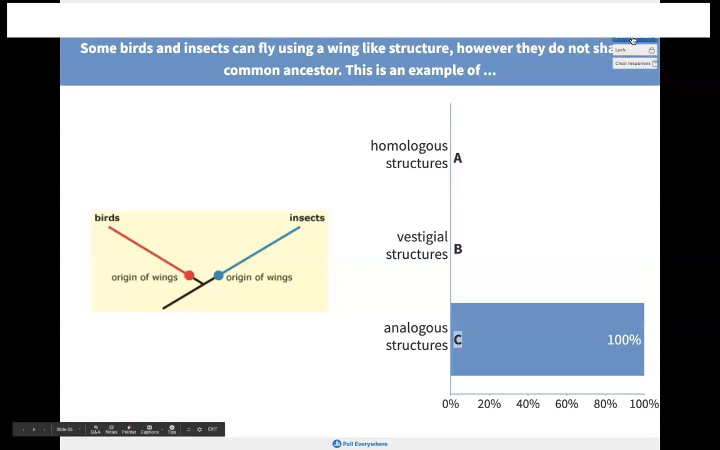Analogous structures, definitely. We have wings. So wings are going to be similar in function, for flight, for both the bird and the insect. There is no common ancestor. And so they developed independently from relation.